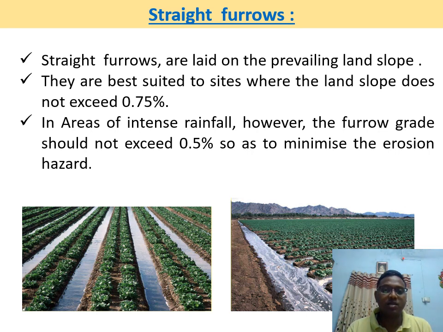So this is the specification of this straight furrow. In this figure we can see the furrow and this is the ridge. Crops are cultivated on these ridges and water is provided through the furrow. Here is another diagram. This is the main channel and water is diverted to the different furrows.